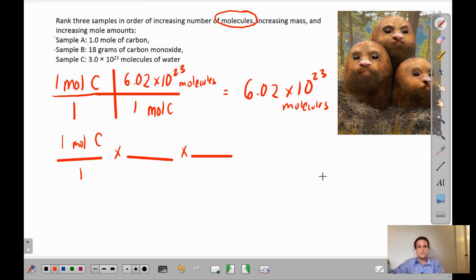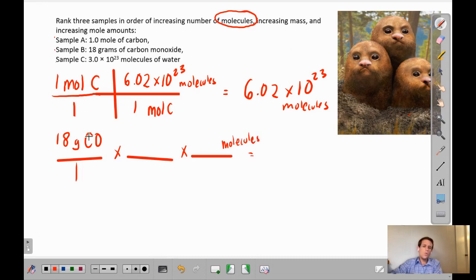Okay, so let's move on to this next one that we're trying to do a conversion of. This one's a little bit different. It says we have 18 grams of carbon monoxide. All right, and I'm going to, again, use the same setup, a series of fractions. And what I like to do is make my last fraction the one where I figure out molecules. And now I've got to figure out how to get there.